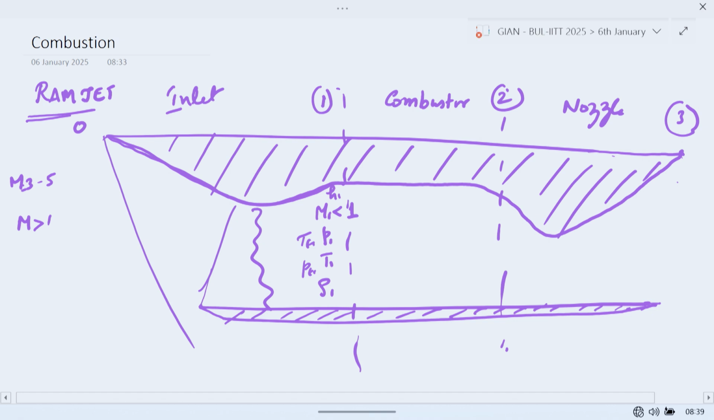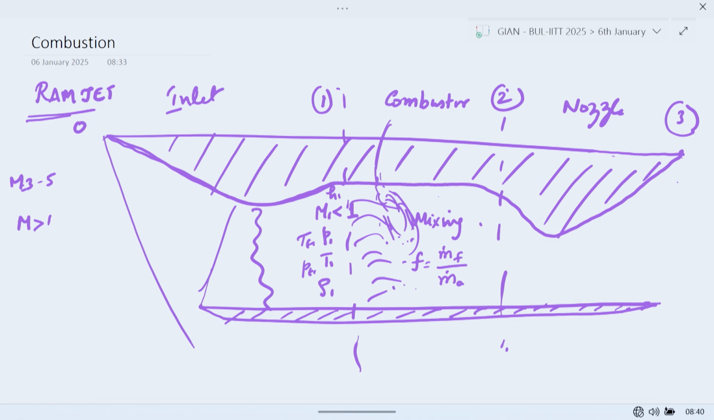Now in the combustor, what actually will happen is we are injecting fuel. The fuel will mix with the oncoming air, so there will be mixing taking place in the combustor. Mixing leads to the formation of the fuel-air ratio, which is the ratio of the mass flow rate of fuel to the mass flow rate of air into the combustor. So it's one of the important mixing parameters. There are a lot of details in the jet mixing process and cross flows. We are not going into those aspects at the moment.